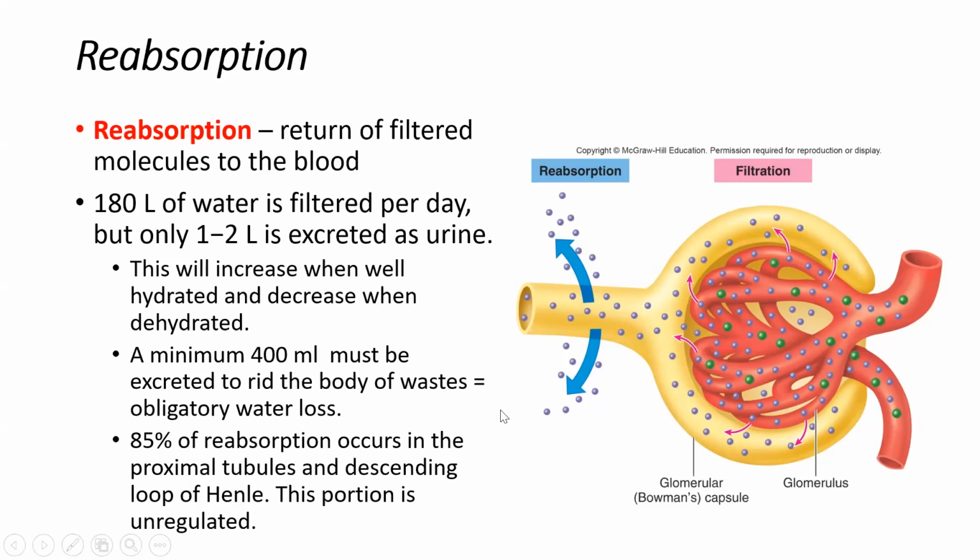And then 85% of reabsorption occurs in the proximal convoluted tubule, along with the descending loop of Henle. We're going to talk a lot about that in the next packet. And this is mainly unregulated, meaning that nothing is influencing this, neither your hydration status, nor any neurons or hormones.